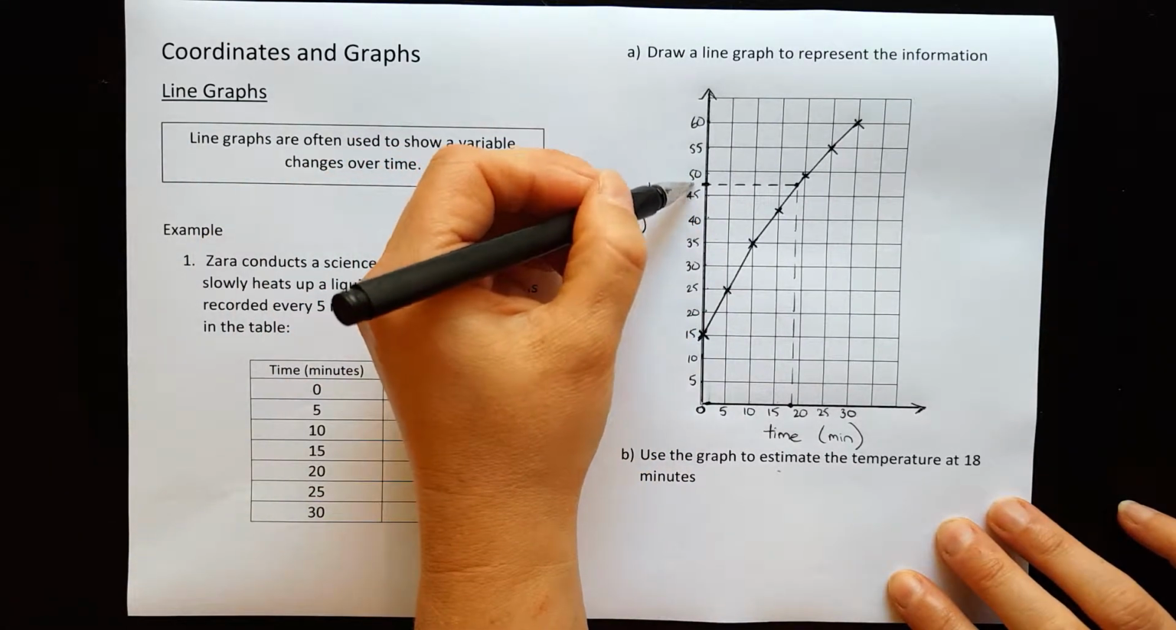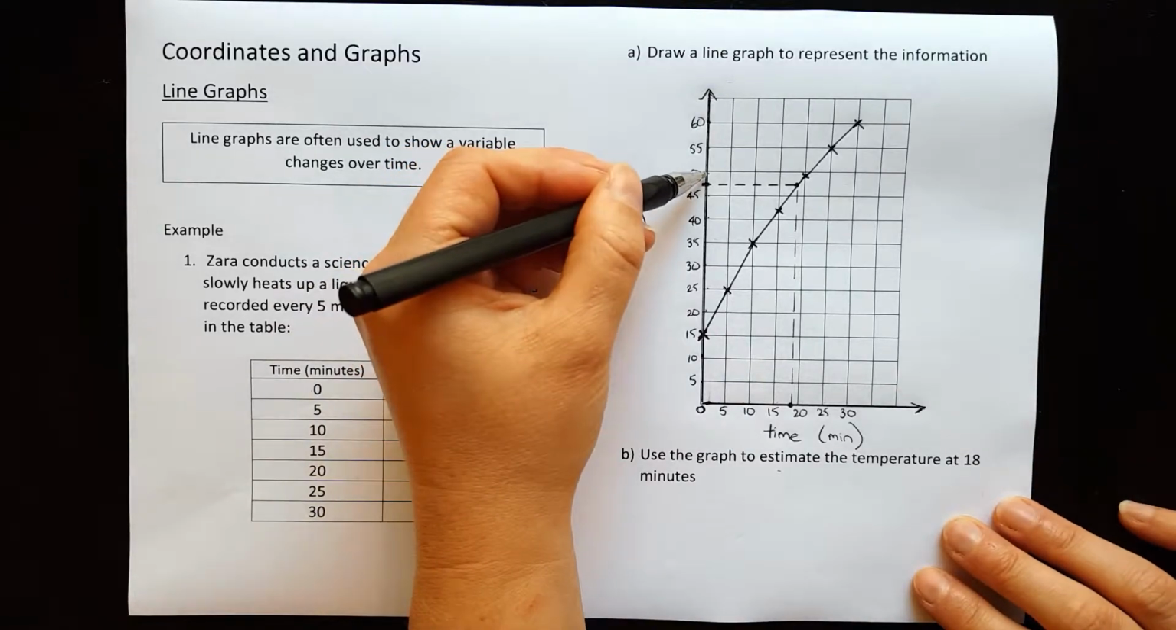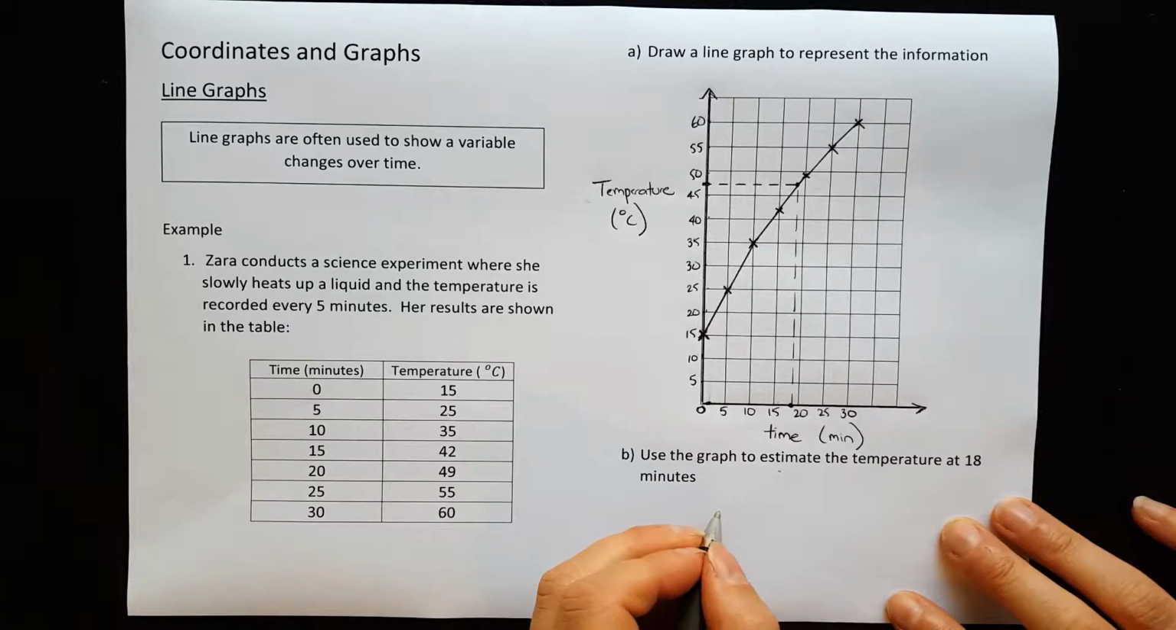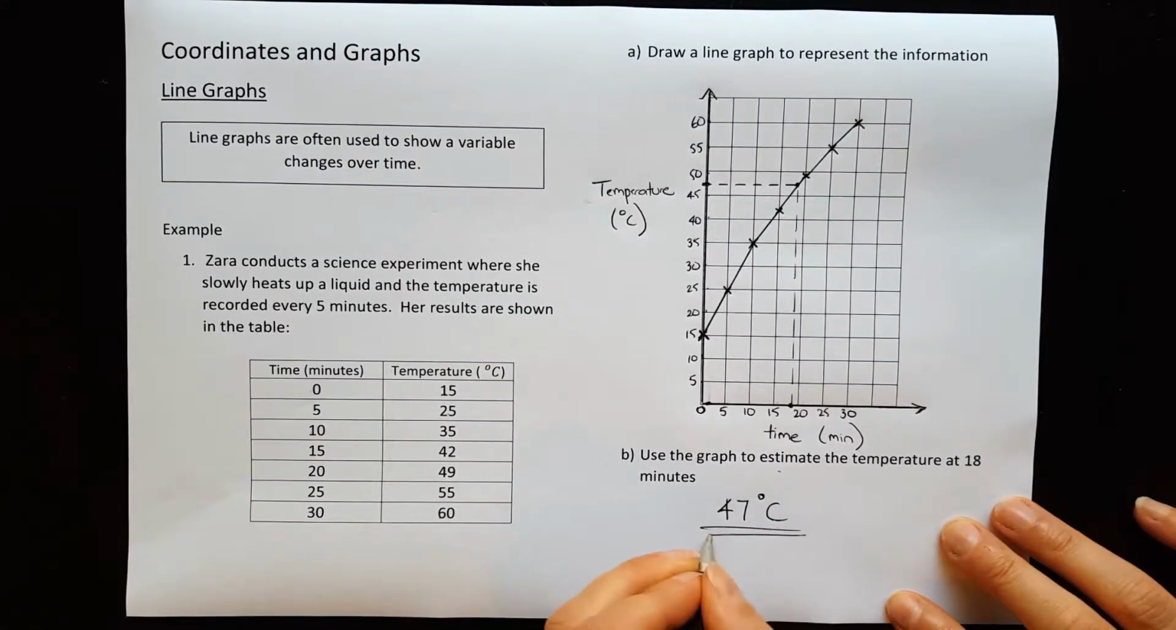So it's right between 45 and 50. So it's probably going to be either 47 or 48. I'm going to say it's slightly below half by looking at my graph. So I'm going to say that it's about 47 degrees Celsius.